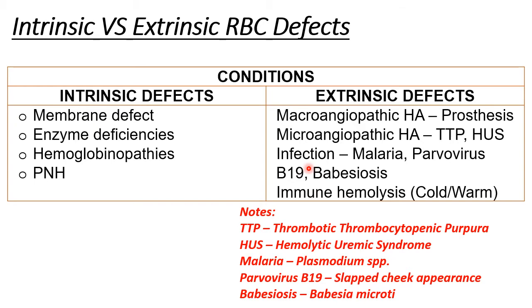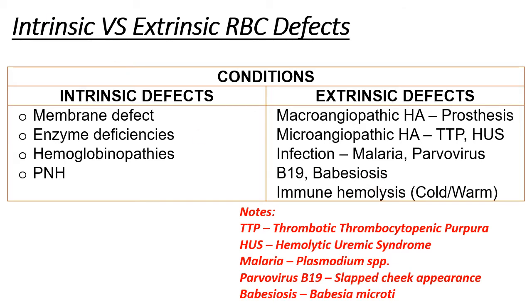Infections naman tayo. Pwede dyan ang mga malaria natin, which is major cause ay yung mga Plasmodium species. Parvovirus B19, which can cause aplastic anemia, lalong-lalo na sa mga bata. And it can produce slapped-cheek appearance in physical examination. And babesiosis caused by causative agent called Babesia microti.